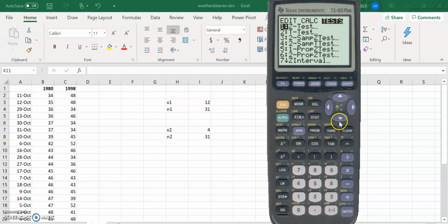I'm going to go over to Tests, and I'm going to go to Two Proportion Z-Test. And so 12 out of 31 and 4 out of 31. And I'm going to actually do not equals this time. Enter. Calculate. So I get 2.23. My p-value is 0.02. So at 5%, I would reject this and say that I do see a difference between the 2 years.